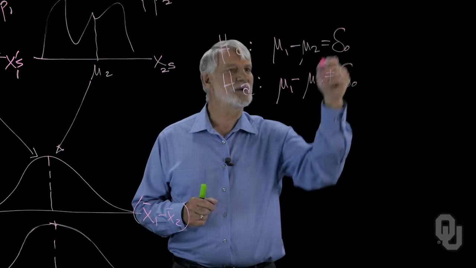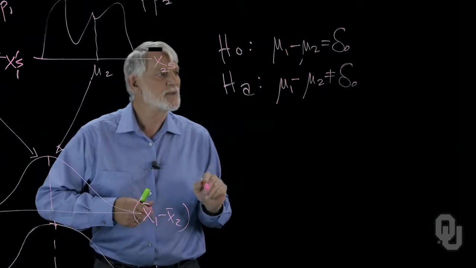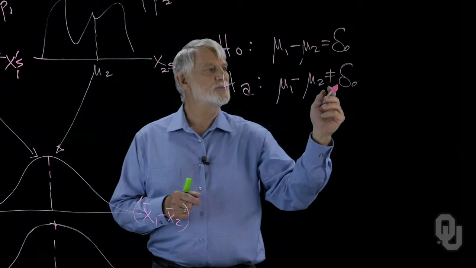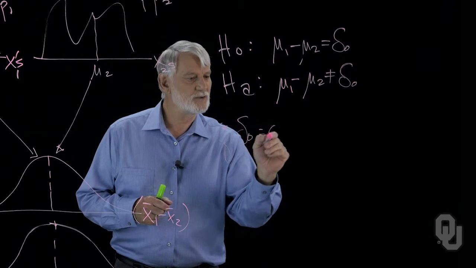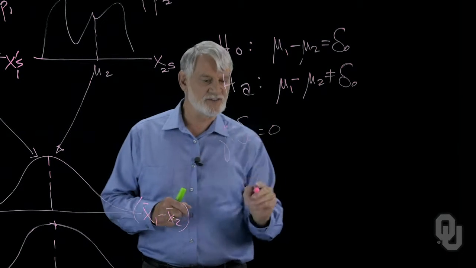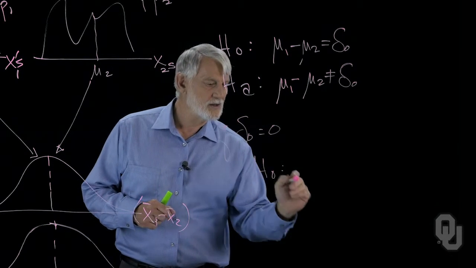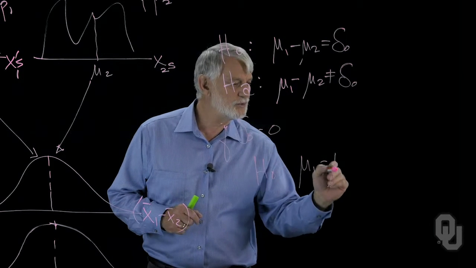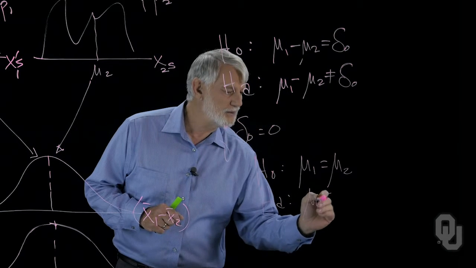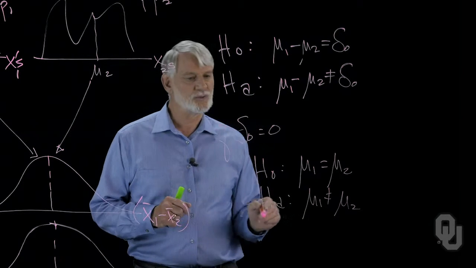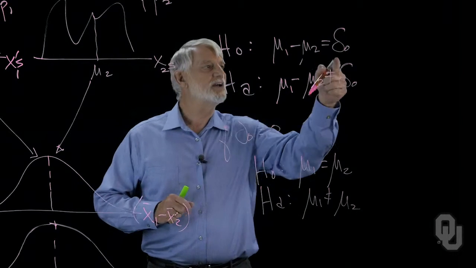By the way, it can be a one-tailed test if you want to. So we're looking at the differences in the two means. If delta naught is equal to 0, then we're asking the very straightforward question, is mu1 equal to mu2 versus the alternative, mu1 not equal to mu2. So what we have here then is this notion.